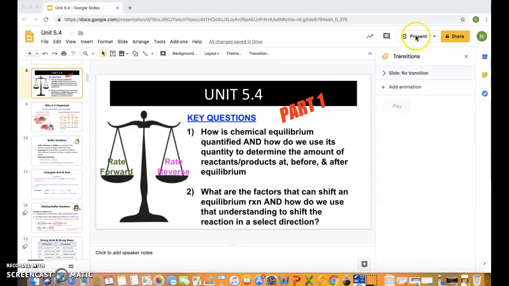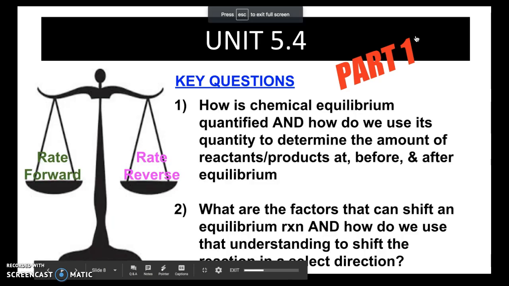Hi, welcome to Unit 5.4. This unit is broken down into 4 parts. This is part 1 of 4, and in this unit we'll be exploring buffers.